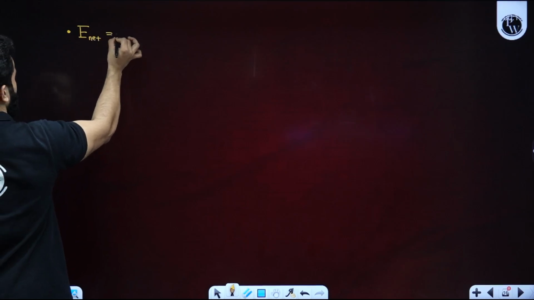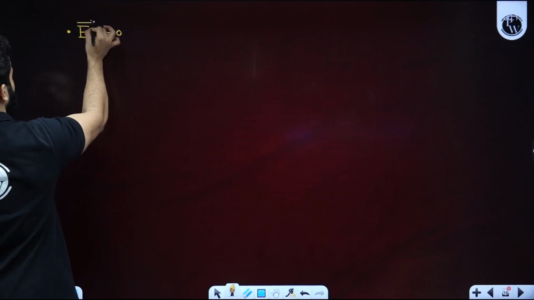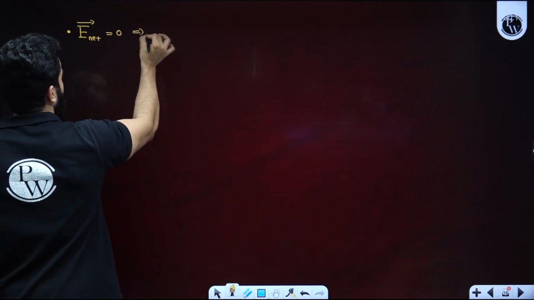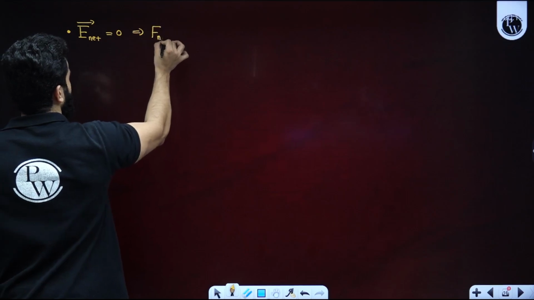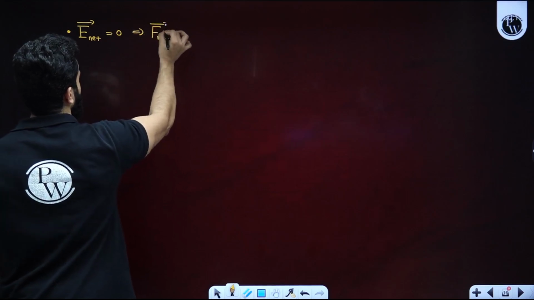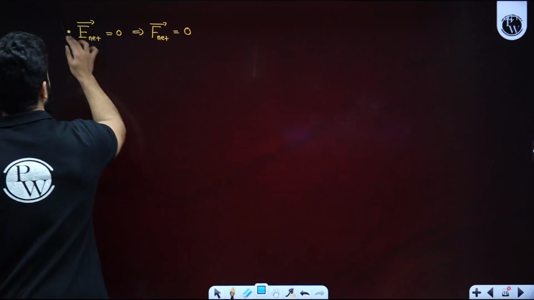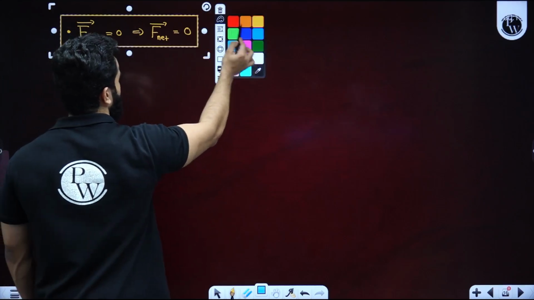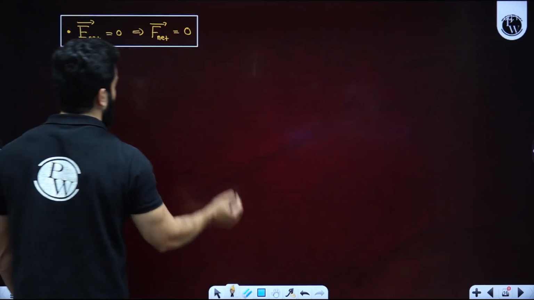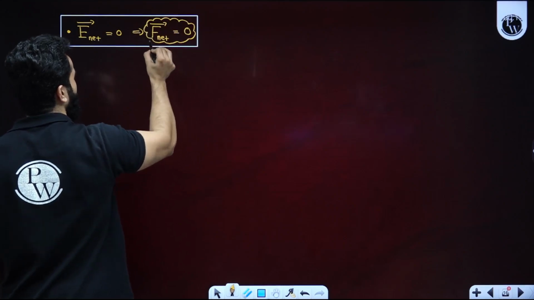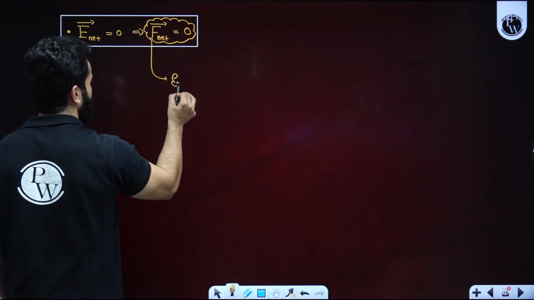Please tell me one thing. If the net electric field is 0 at a point, obviously the net force will be 0 at that point. So these types of problems are actually known as equilibrium questions, because if the net force is 0 at a point, that point will be known as an equilibrium point.